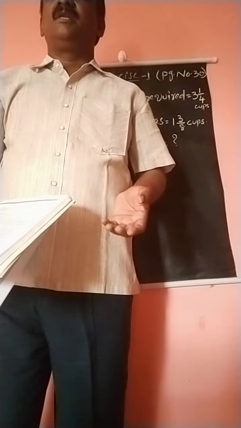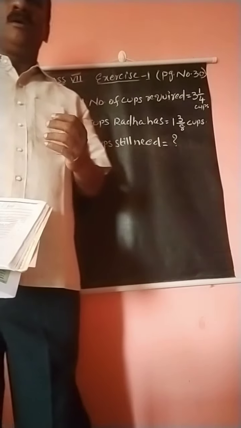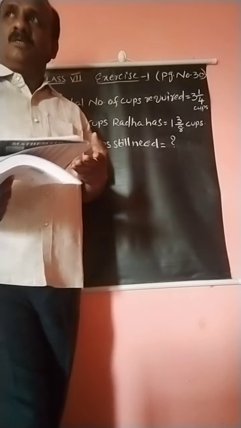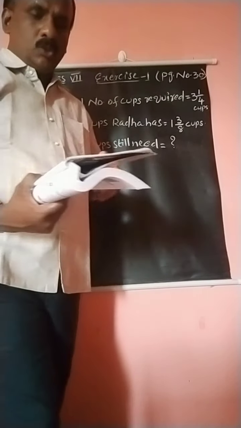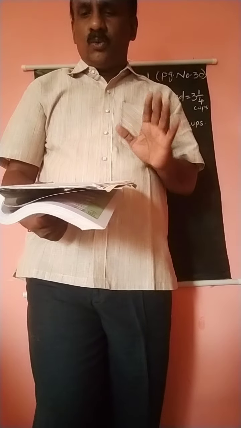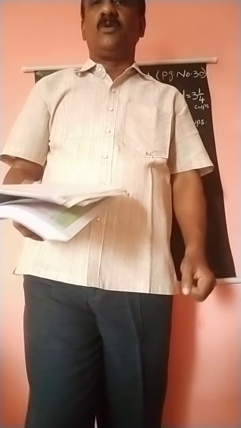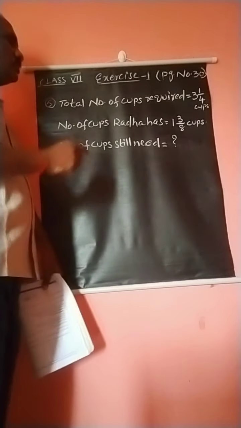A recipe means one of the food items. So the total number of cups she needs is 3 1/4 cups, but she has only 1 3/8 cups. Then how much is still required? That is the question they are asking. For that, the first step is, look here, children, at the fifth question.